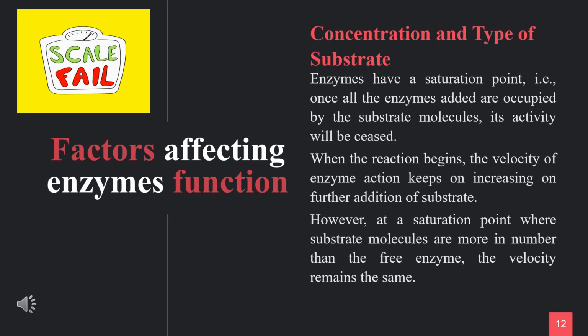To begin with, saturation of the substrate: we might think that when we add more substrate, the speed of the reaction increases. But actually, this happens with the enzyme only up to a certain point, which means the enzyme has a saturation point. Above this point, the enzyme velocity will be the same because it is fully saturated. When the reaction begins, the velocity of the enzyme action keeps increasing with further addition of substrate. But when we reach the saturation point, where substrate molecules are more in number than the free enzyme, the velocity remains the same.